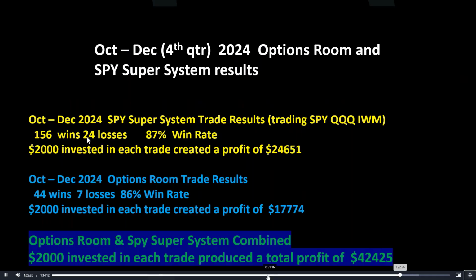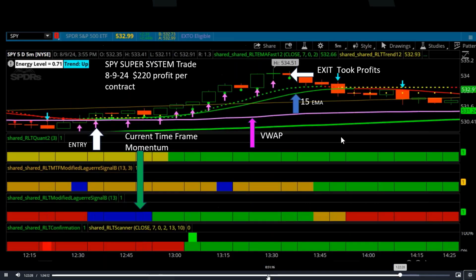Okay. All right. And again, this is just to identify, so you can see again how we take these trades. Here was a trade on the SPY Super System, on the SPY, on the 5-minute chart, as it went from red right here to blue. This was before I even had the indicator on here, but there's the breakout right there, right? Breaks above the VWAP and the 15, rides it up. $220 profit per contract, which is a lot, by the way. That's unusually high. Usually it's not going to be that high.